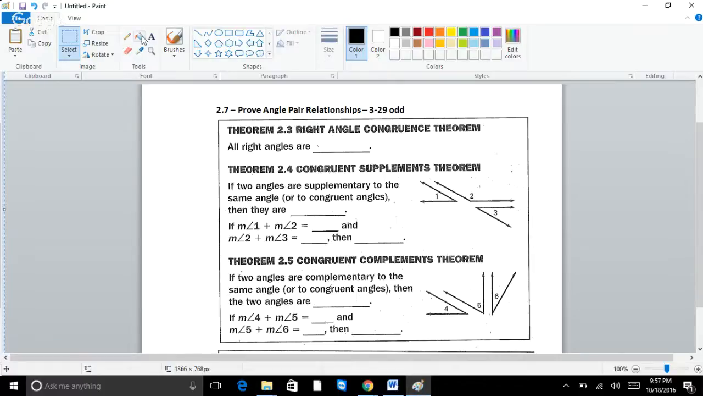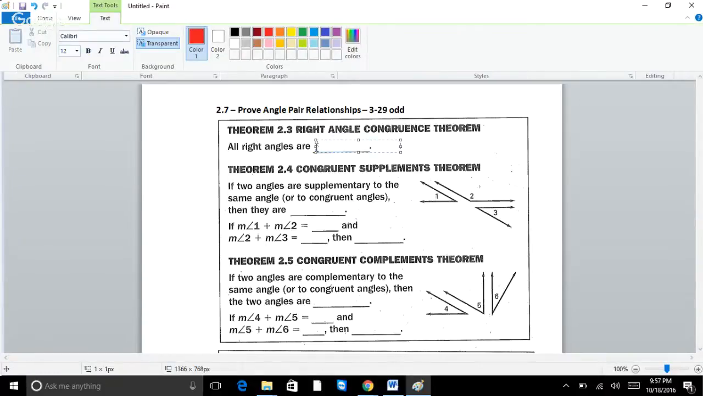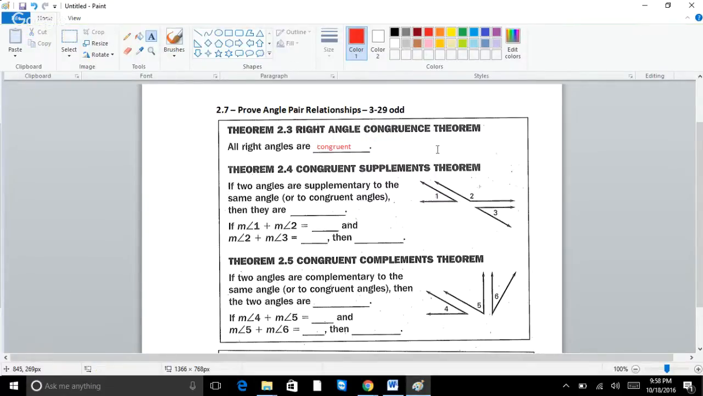So the first theorem is that all right angles are congruent. Okay, so let me copy that because we're going to be using that word several times today. And then the next theorem that I wanted to go over is theorem 2.4.